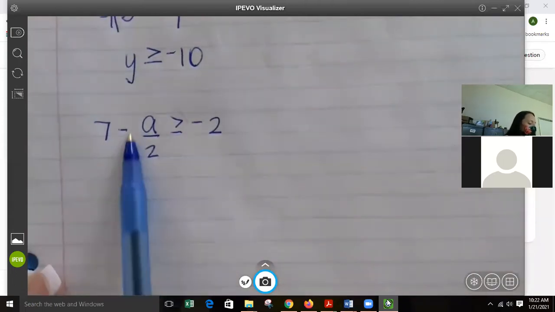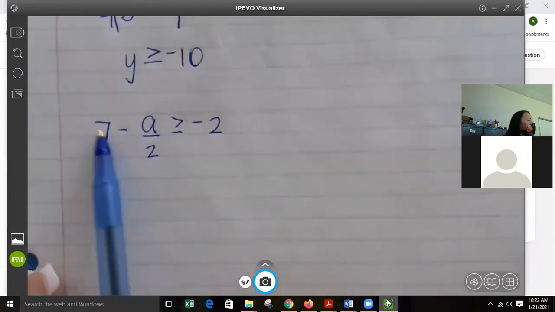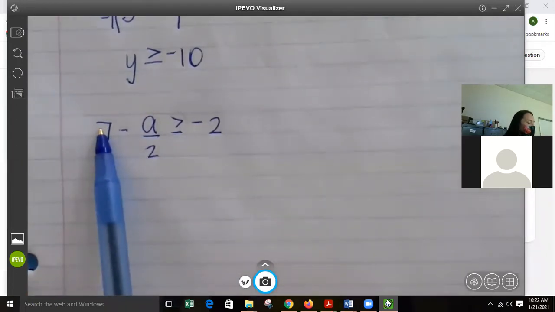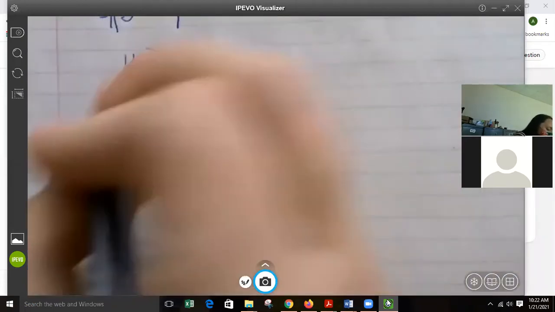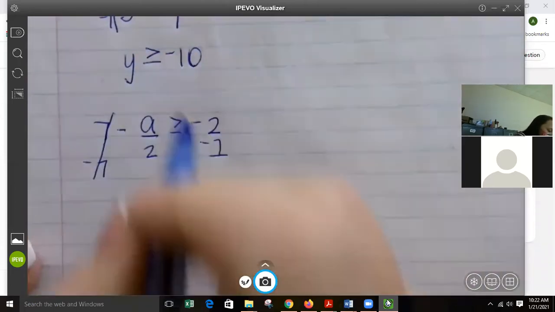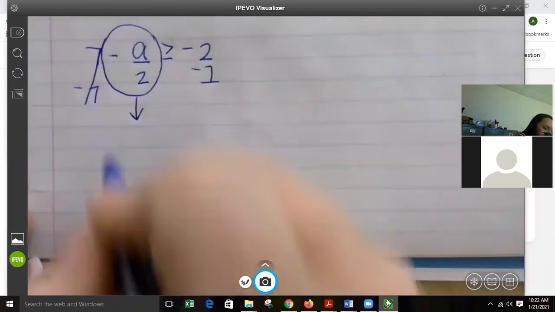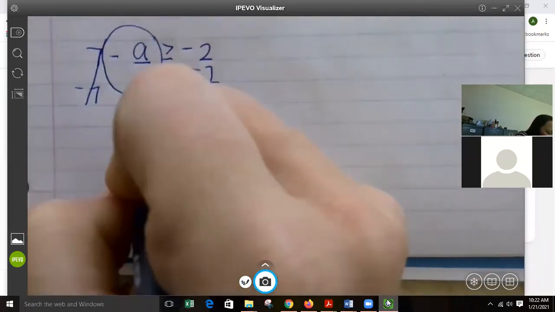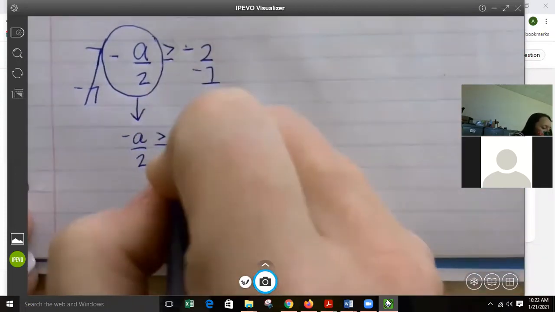So we're trying to solve for a. Right now, this 2 is with the a. We're missing the 7. We need to get rid of that. So how do I get rid of, this is a +7. How do I get rid of it? -7. So your 7s cancel out. You're going to bring all of this down. So negative a over 2 greater than or equal to negative 2 minus 7 is negative 9.